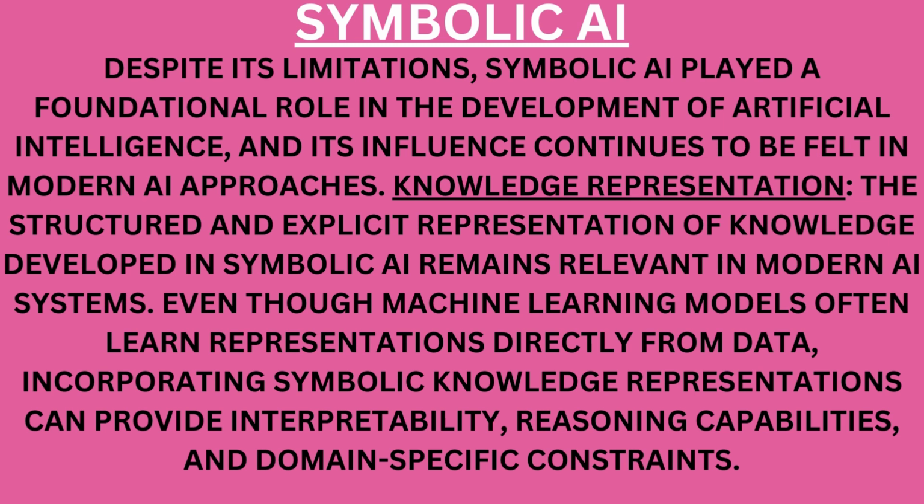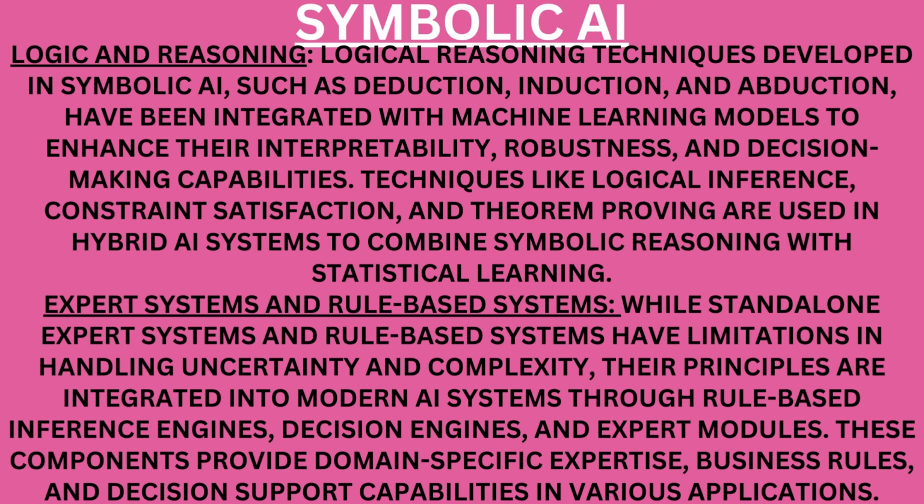Knowledge representation. The structured and explicit representation of knowledge developed in symbolic artificial intelligence remains relevant in modern artificial intelligence systems, even though machine learning models often learn representations directly from data. Incorporating symbolic knowledge representations can provide interpretability, reasoning capabilities, and domain-specific constraints. Logic and reasoning. Logical reasoning techniques developed in symbolic artificial intelligence, such as deduction, induction, and abduction, have been integrated with machine learning models to enhance their interpretability, robustness, and decision-making capabilities.